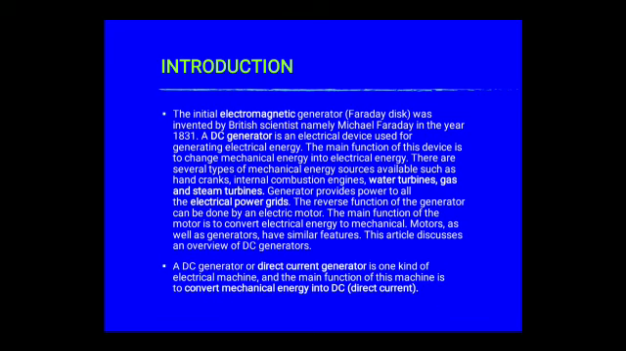So from the above introduction, we can say that a DC generator, or direct current generator, is one kind of electrical machine whose function is to convert mechanical energy to direct current.